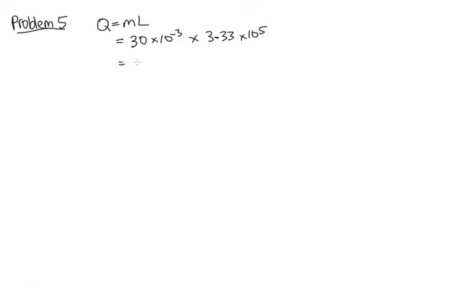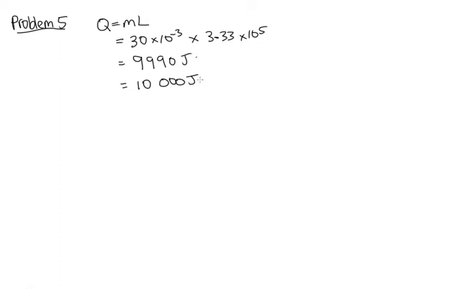So solving this on the calculator, we get 9,990 joules, which we should give our answer to two significant figures, as the 30 grams is given to two significant figures, so this is equal to 10,000 joules.